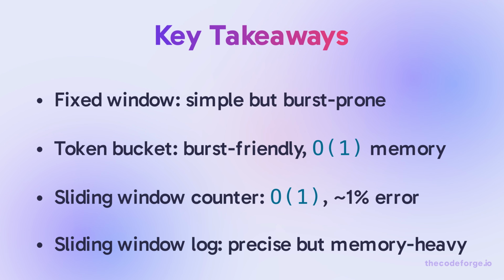To recap, choose the right algorithm based on your traffic and precision needs. Always centralize time in distributed systems and use atomic operations to avoid race conditions.